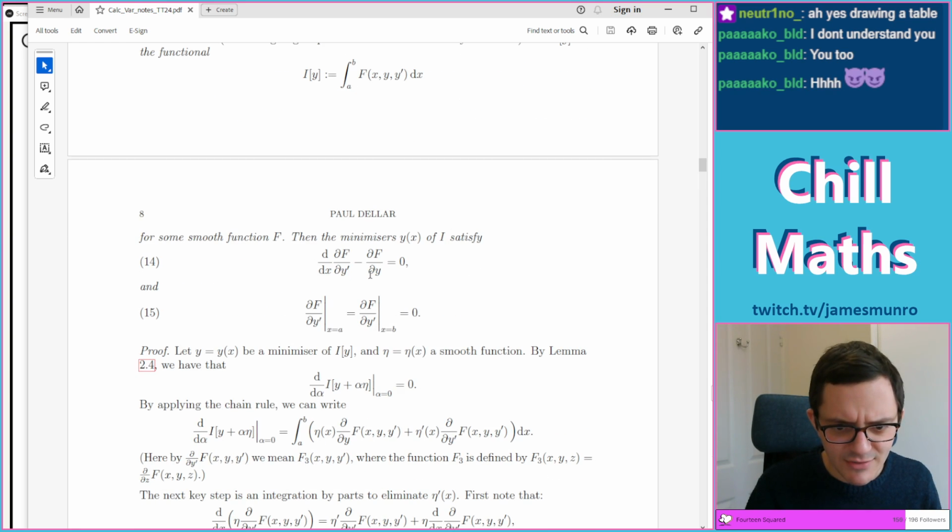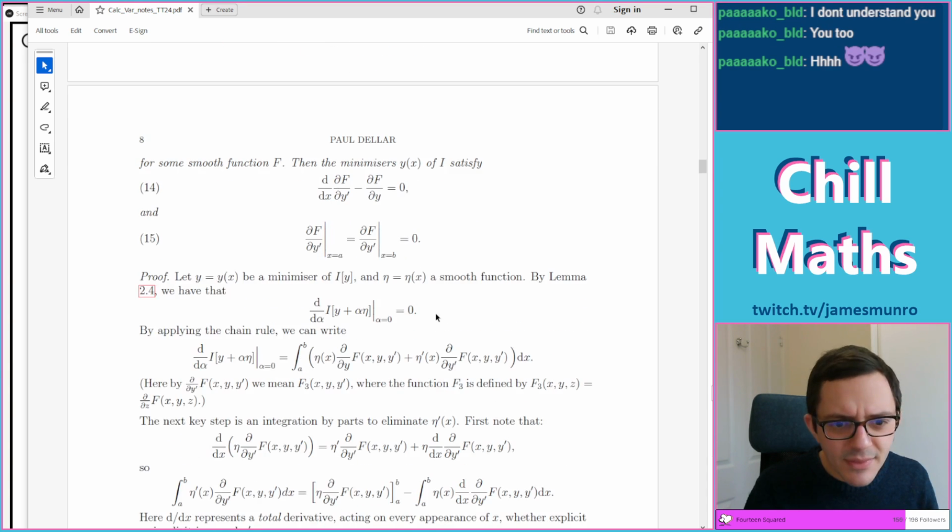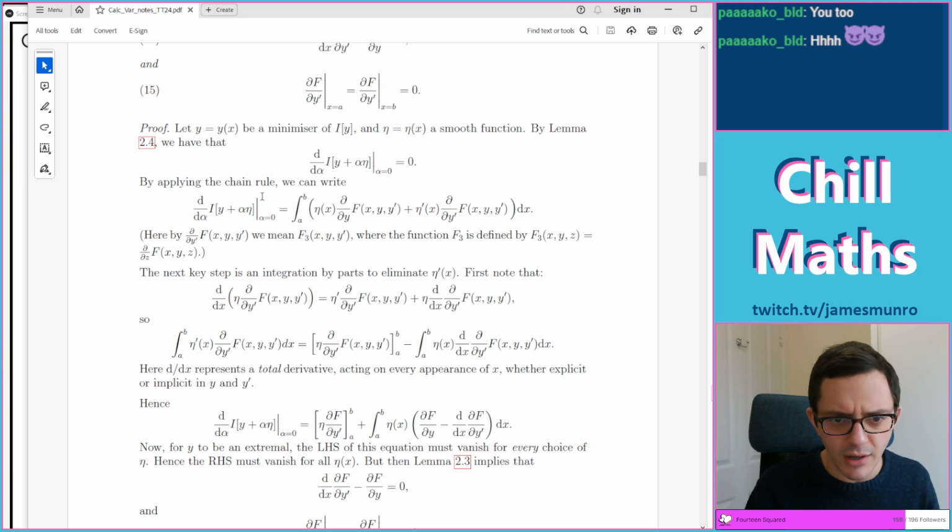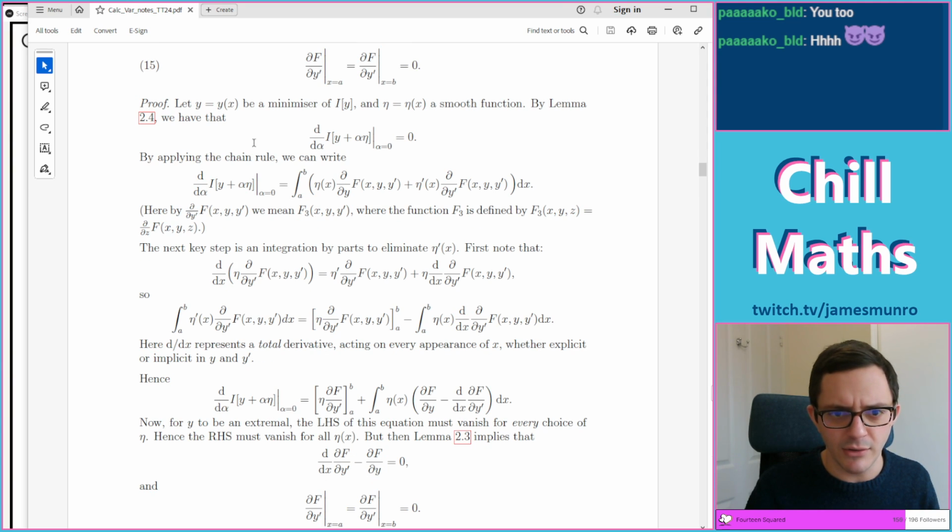Right, the minimizers satisfy this and natural boundary conditions. Proof. And they do this quite a lot of times. It's kind of the only idea in the course. On screen now, the only idea.